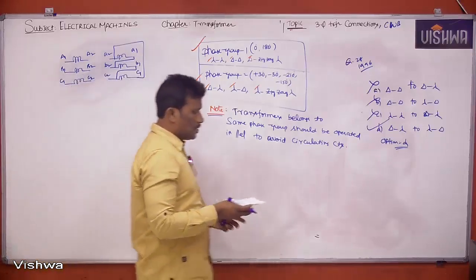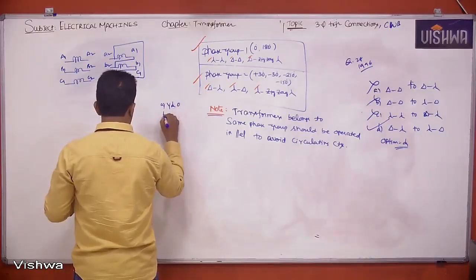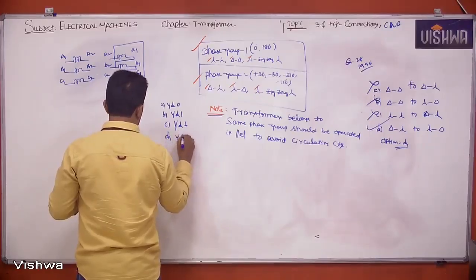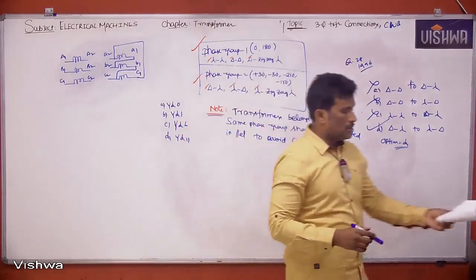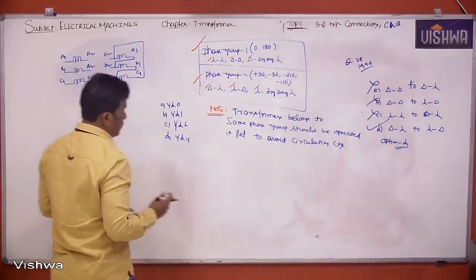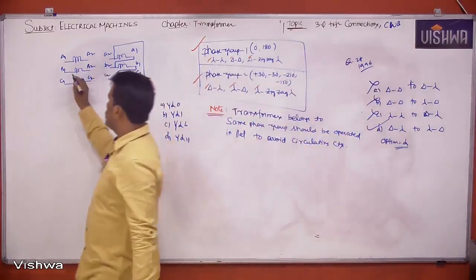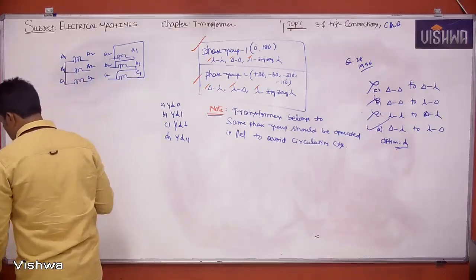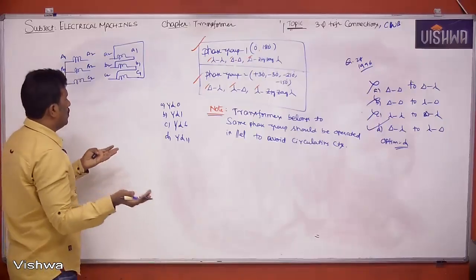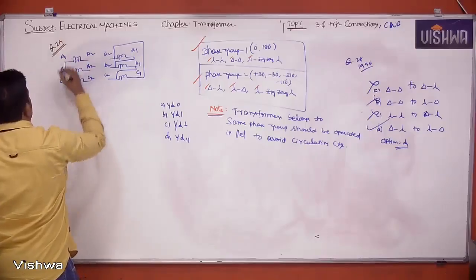And he is asking which transformer connection is represented, with options: option A, YD0; option B, YD1; option C, YD6; option D, YD11. If you understand our previous discussion, you can easily answer this question. Observe clearly: he has given input on the primary side to A2, B2, C2, and provided a short to A1, B1, C1. Though he has not given the dots, we can solve without dots also, but let us keep dots because we follow like that.